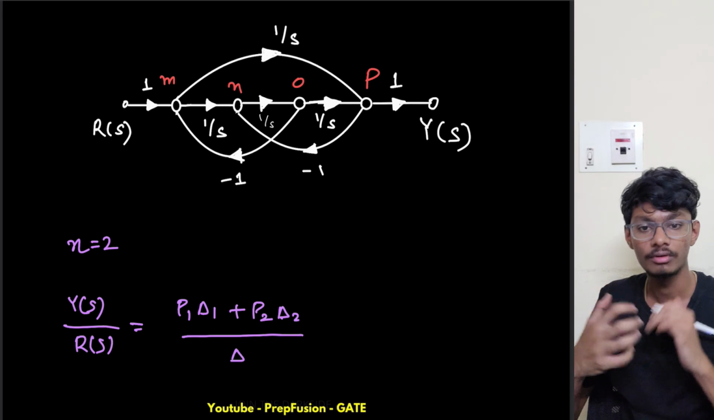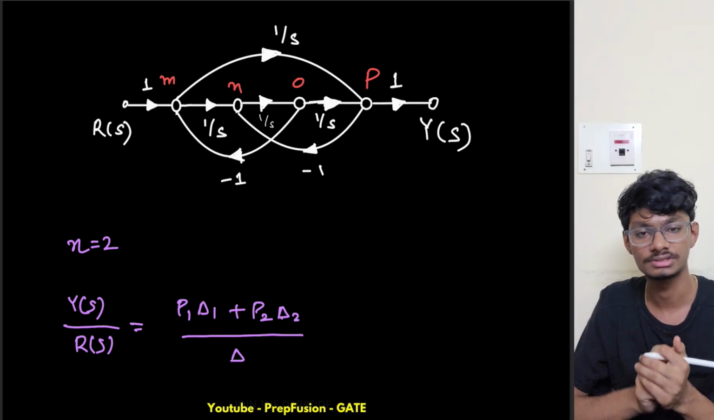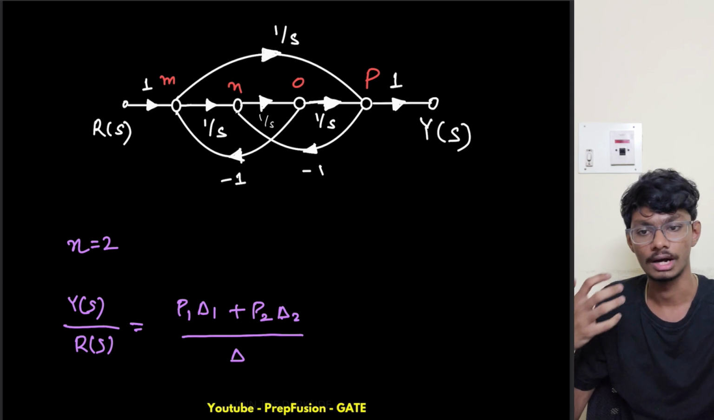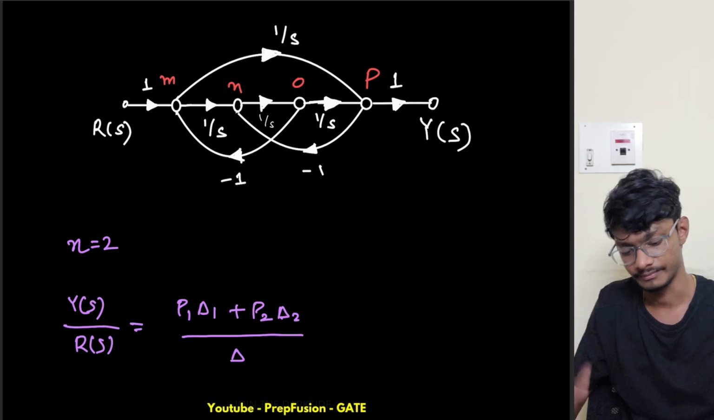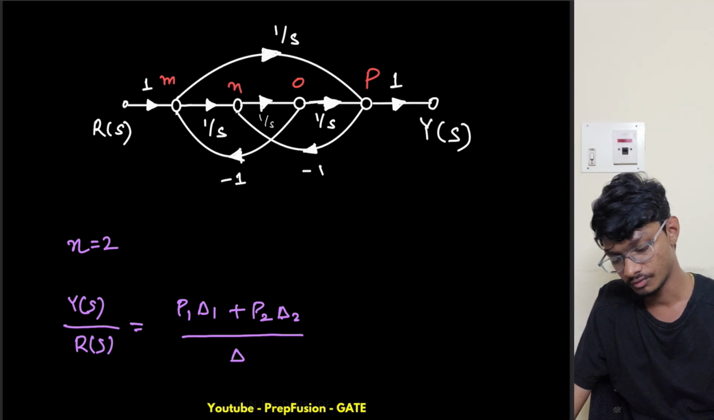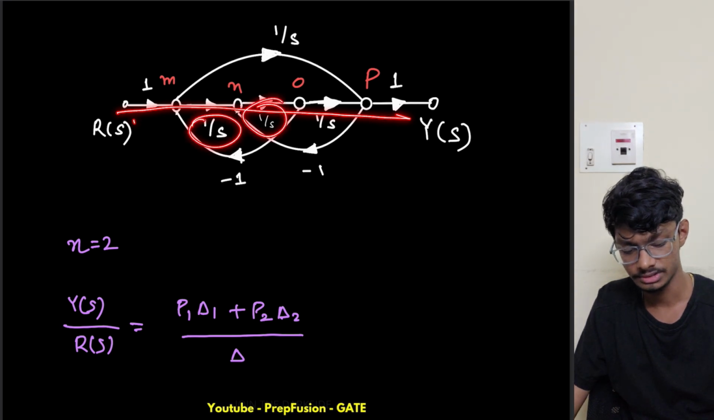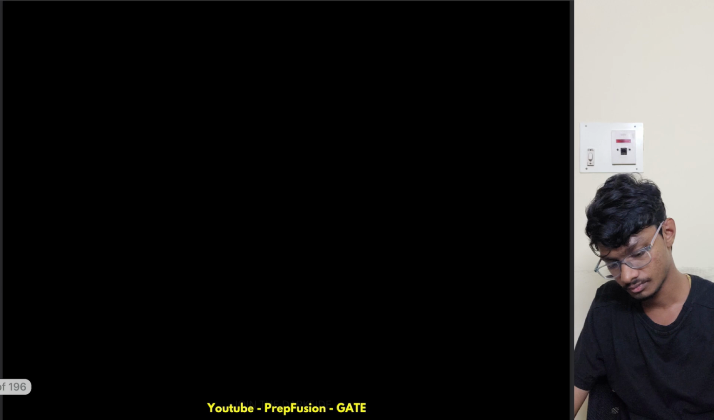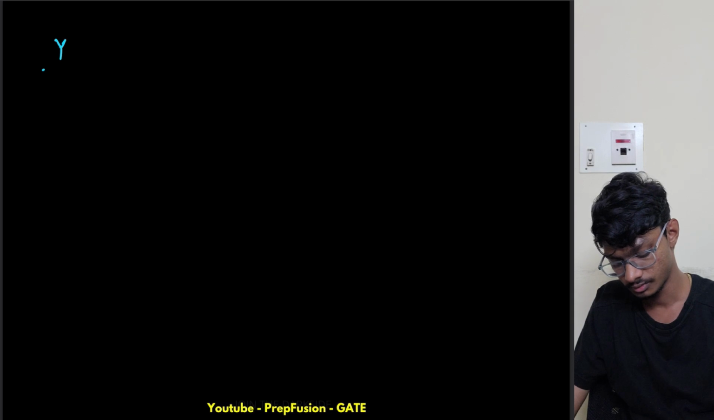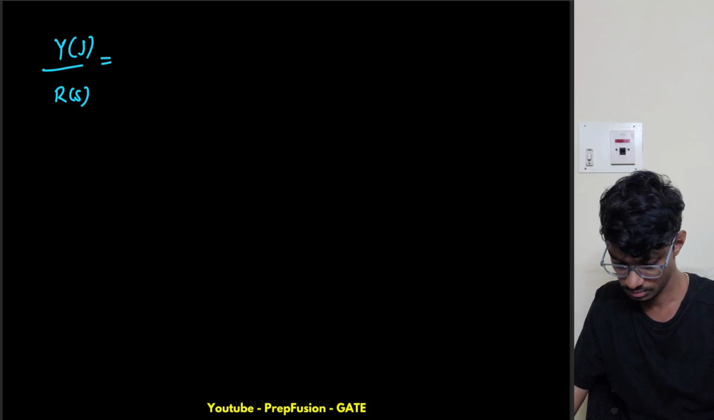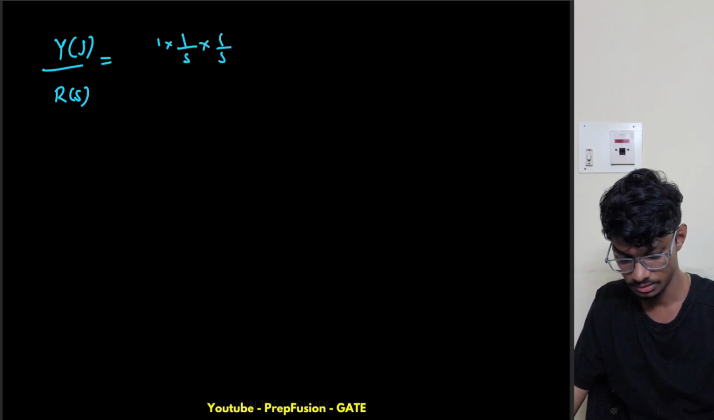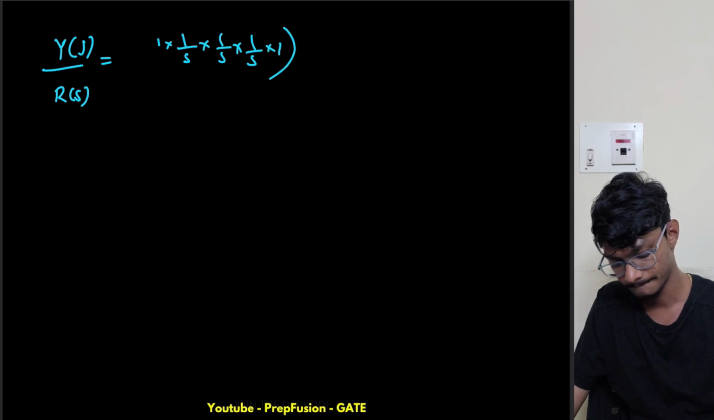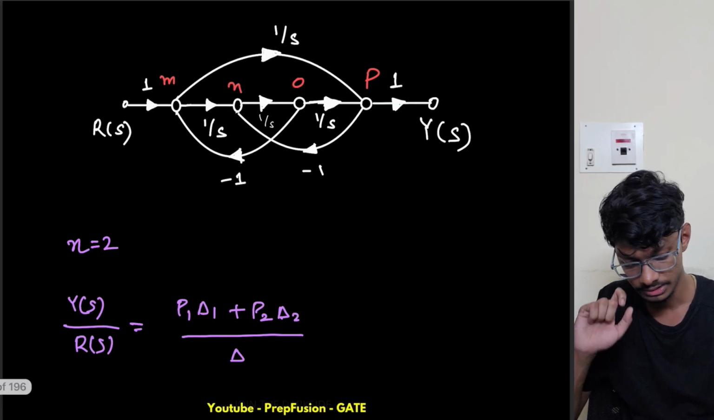Okay, so now slowly I will write this directly. Obviously here writing this directly is difficult because the number of loops is high, but still I will try. Okay, so first thing is, what is P1? So P1, right, P1 is this one only. So it is 1 times 1 by s times 1 by s times 1 by s times 1. So let me write it like this: Y upon, 1 times 1 by s times 1 by s times 1 by s. Okay, and what is the delta 1?